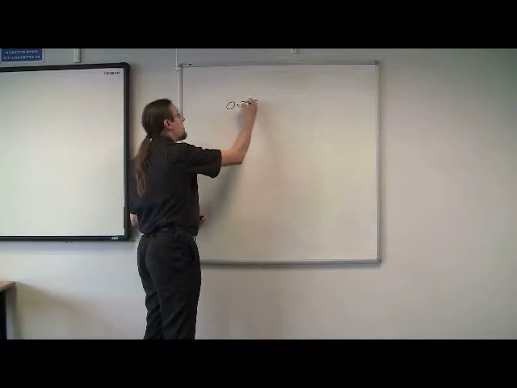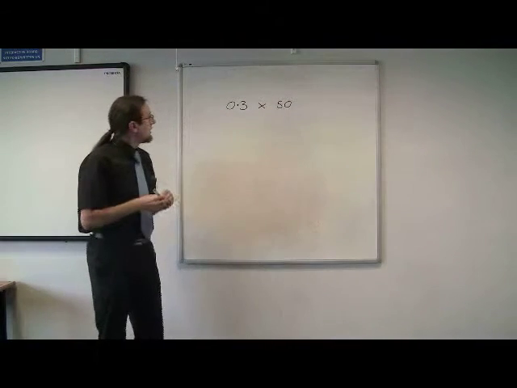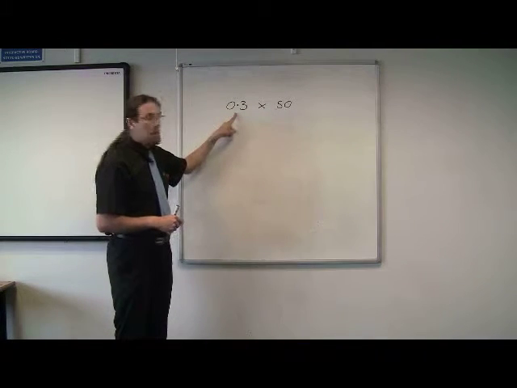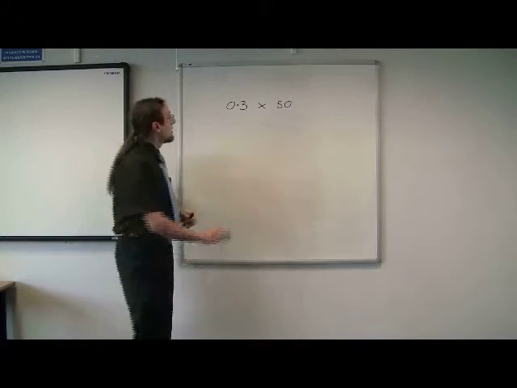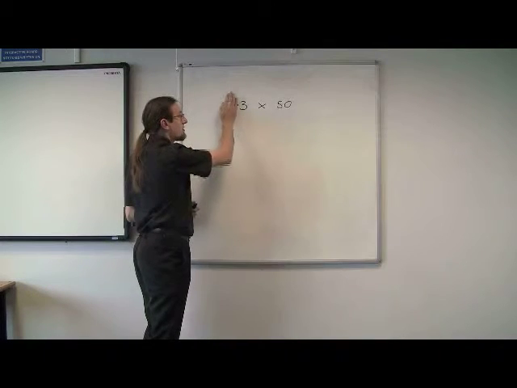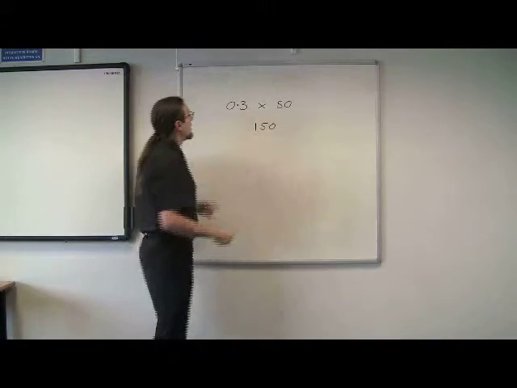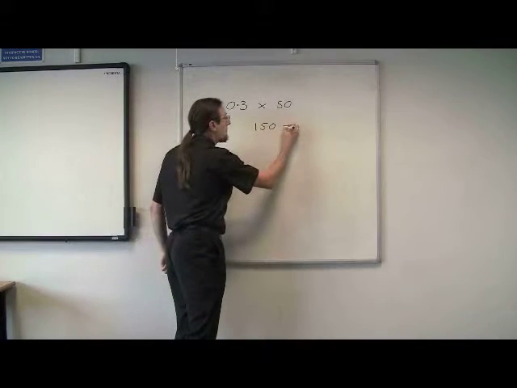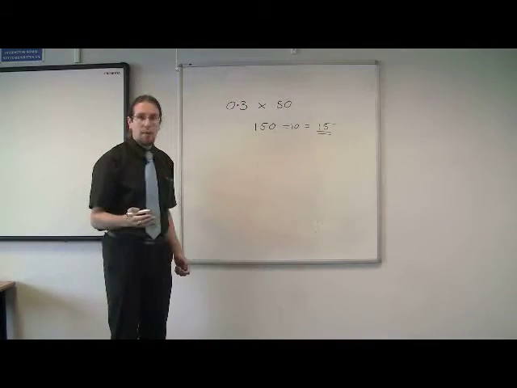We're going to do 0.3 times 50. Our answer will actually be smaller than 50 because we're timesing by a number that's smaller than 1. Now there's really 2 steps to doing this. The first step is just to look at as if this was the number 3, and we ask ourselves, what's 3 times 50? Well, that's going to be 150. But because it's 0 point, we divide by 10. And our answer is 15.